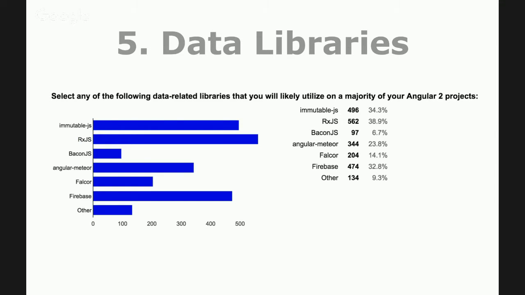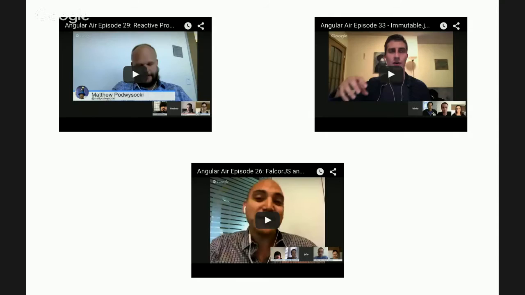So data libraries, this was kind of a broad question. There's obviously a lot of different libraries. We had a whole bunch of people enter various things in the other option. The two big ones are RxJS and Immutable.js. And we've been fortunate enough to have a lot of people on Angular Air talking about these different libraries.